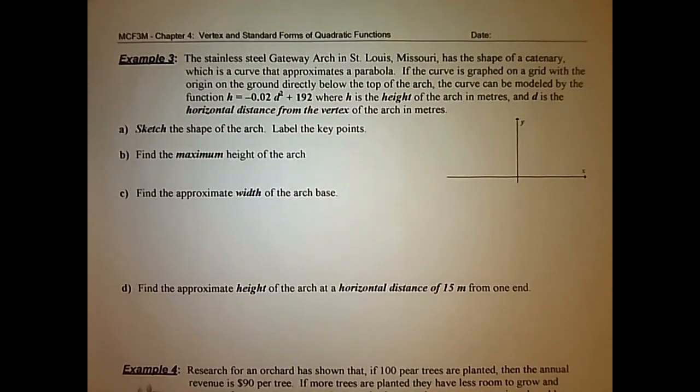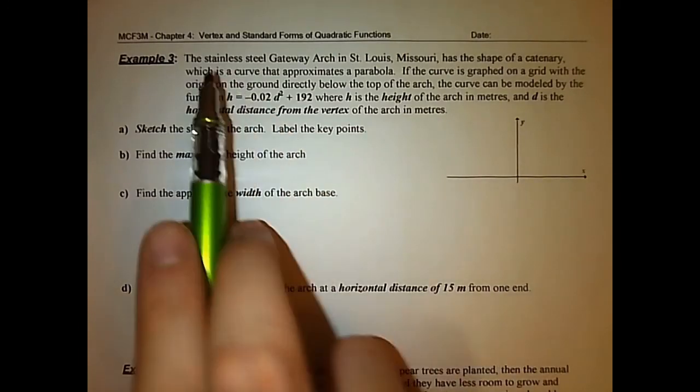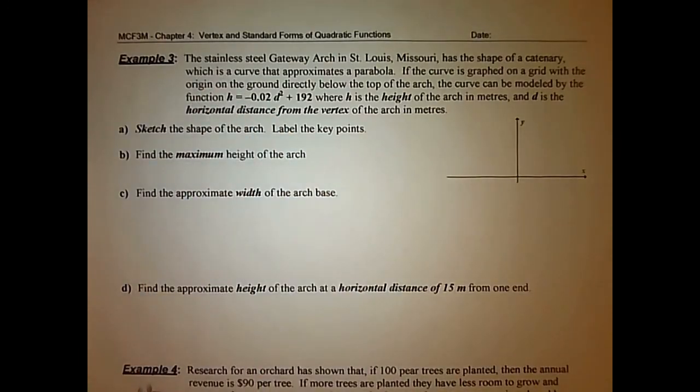All right, well that last example was pretty fun, but let's get to a slightly more challenging one. I don't think it's more challenging, I think it just looks more challenging, but it's kind of the same ideas. So example 3 says, the stainless steel Gateway Arch in St. Louis, Missouri has the shape of a catenary, which is a curve that approximates a parabola. Basically, it's just like a big curve.